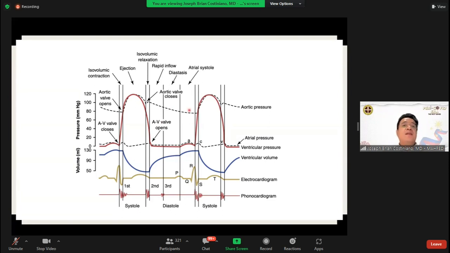Okay? Diastole events. So the thing that marks the diastole, the beginning of diastole, is AV valve opening. And the event that marks the beginning of your systole is closure of your AV valves. Okay? So yun lang po. That's what we need to remember.